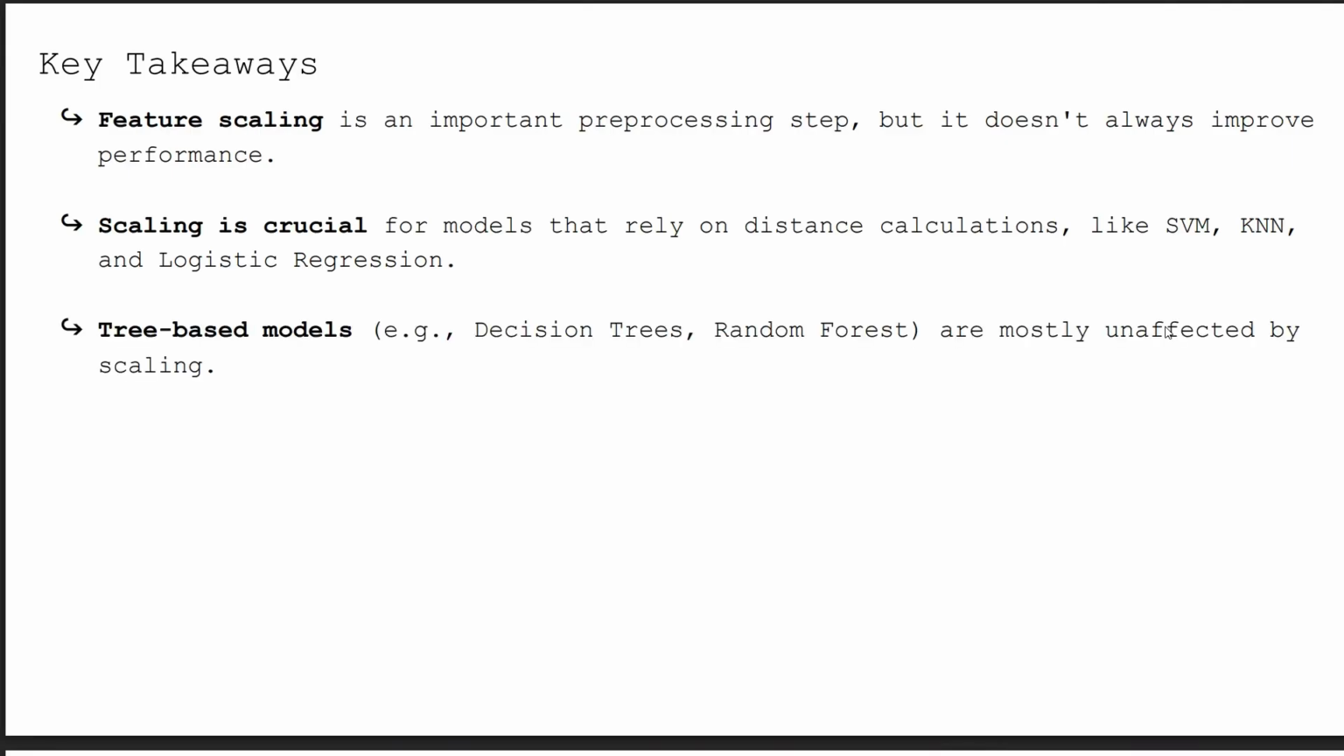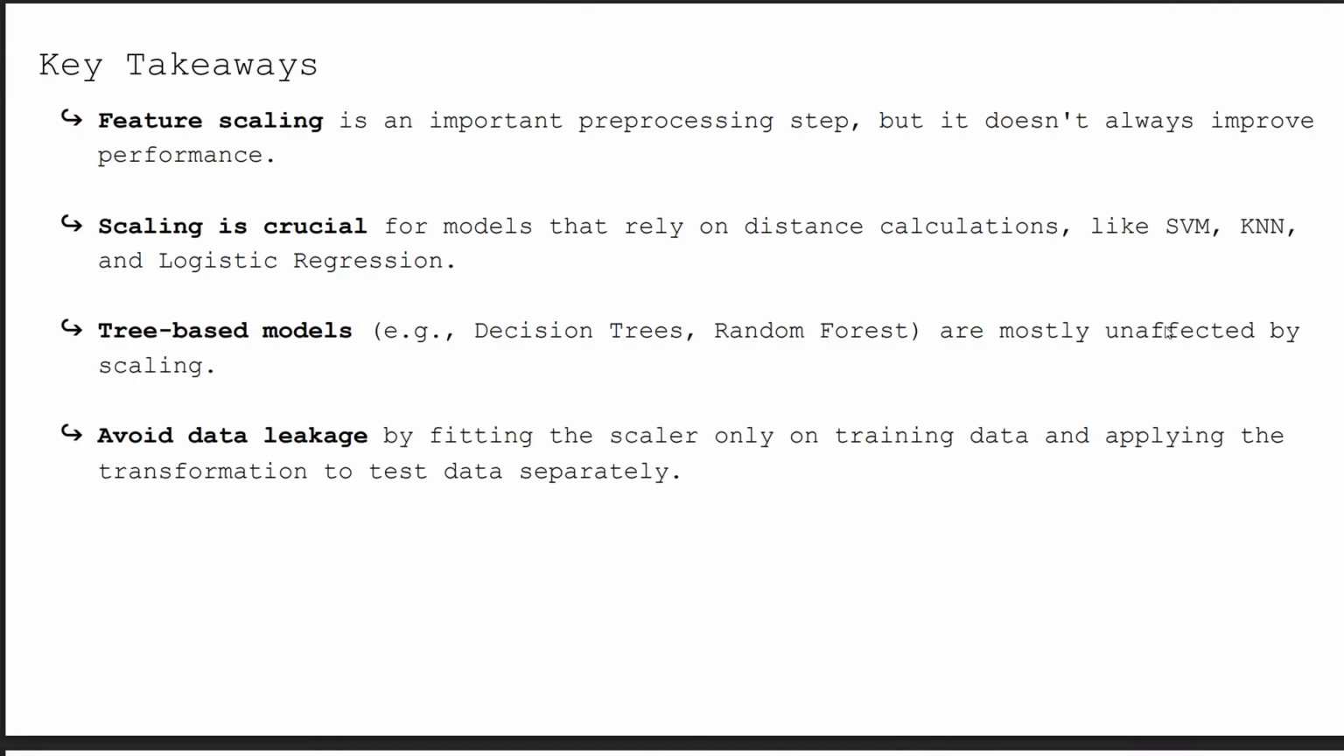And for tree-based models, because they are based on yes or no type questions, scaling here does not improve the performance that much. So for those types of models, we can skip this part. And we have to avoid data leakage. That is, we should only use the fit_transform method on the training data set. We should not use it on the test data set. The test data set should be transformed using the transform method only. Parameters should be learned on the training data set only.